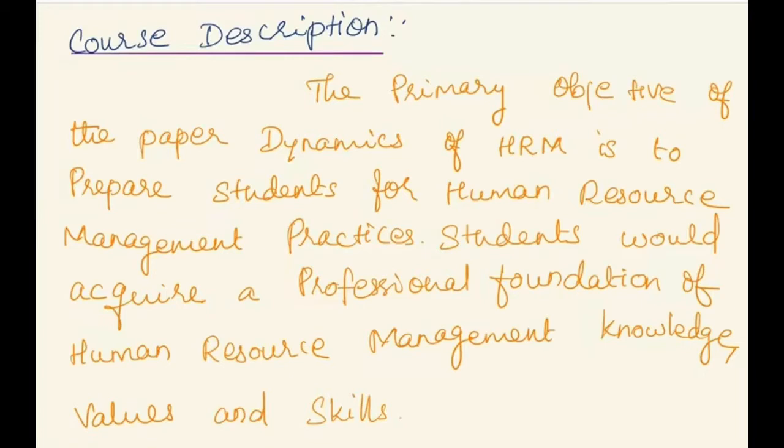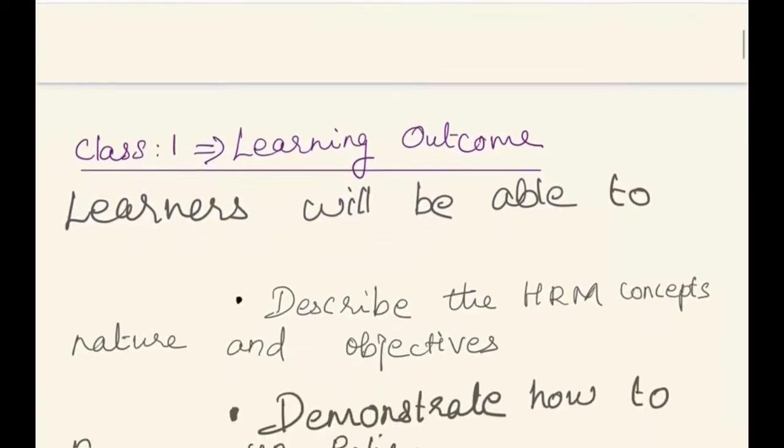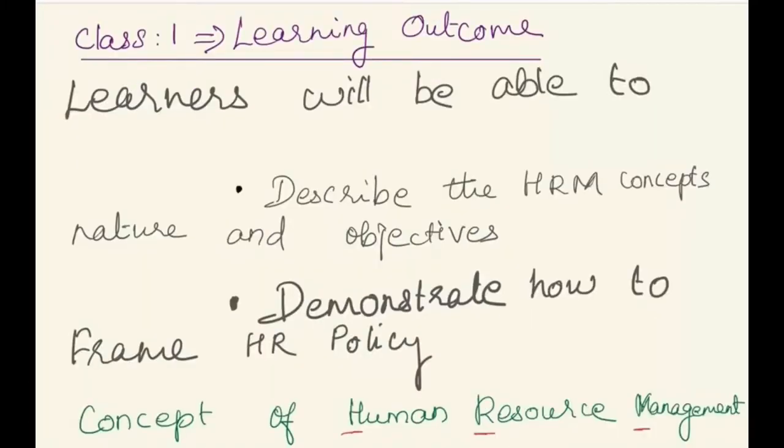The primary objective of the paper Dynamics of HRM is to prepare the students for human resource management practices, because they are going to be the future HR managers in an organization. If they want to be a manager in an organization, they should know the theoretical foundation of a particular course. So from this video, the students would acquire the professional foundation of human resource management, knowledge, values and skills. The learning outcome of this particular lecture is: number one, the learner will be able to describe the HRM concepts, nature and objective. They would also demonstrate how to frame HR policy.